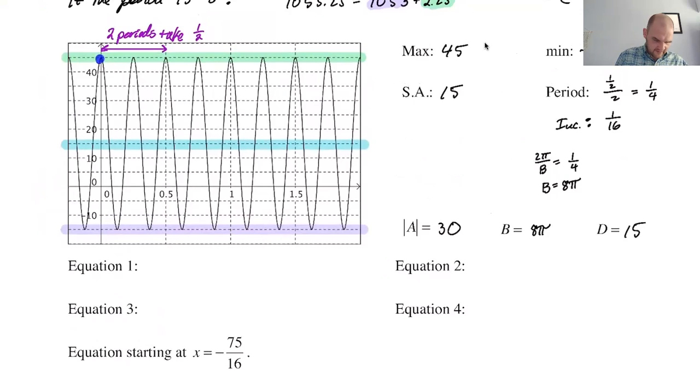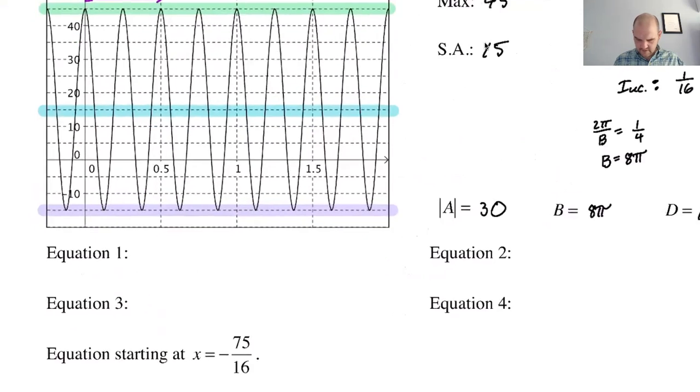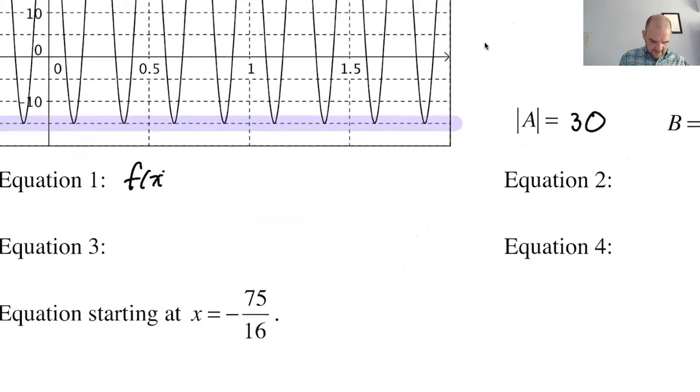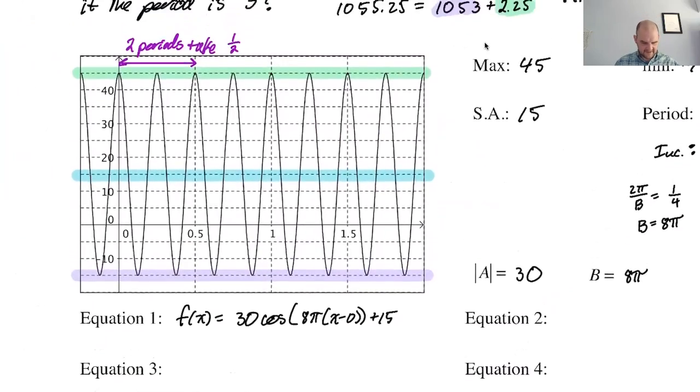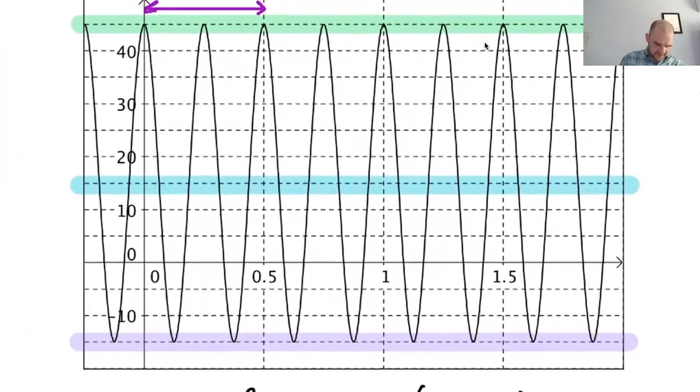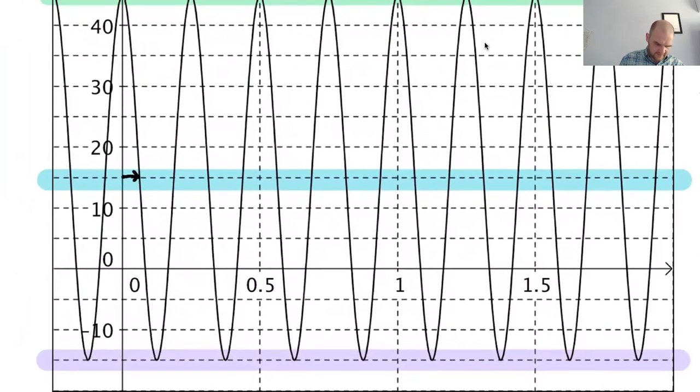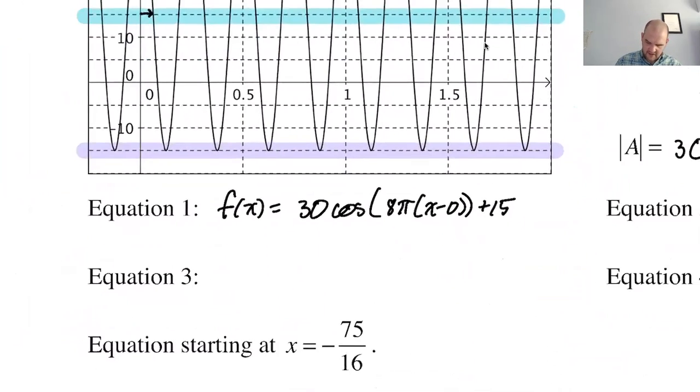All right, so what are we doing? We said if we started at 0, we start at a maximum. That's all you really need to know. Positive cosine. So we're going to go with f of x is a positive cosine. So 30 cosine. We said b was 8 pi. We're starting at 0. And then sinusoidal axis was 15. So there you go. All right, now the key thing, right? We go one increment over. So that's one increment right there. And one increment is 1/16. So we know that that is at x equals 1/16.